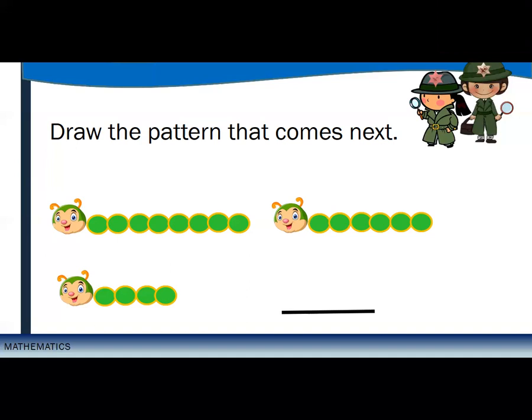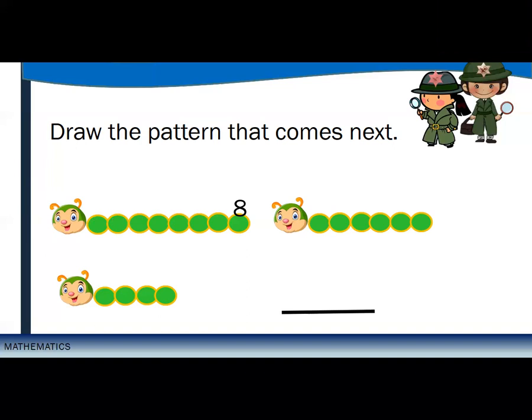First, let's count the ovals on the first caterpillar. Count with me, boys and girls. 1, 2, 3, 4, 5, 6, 7, 8. So there are 8 ovals on the first caterpillar.